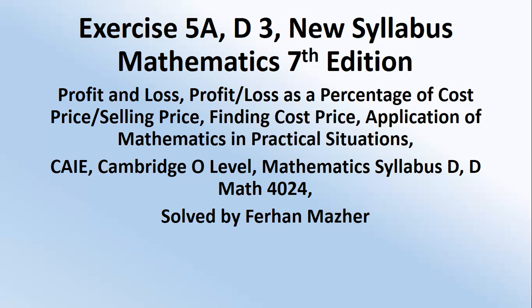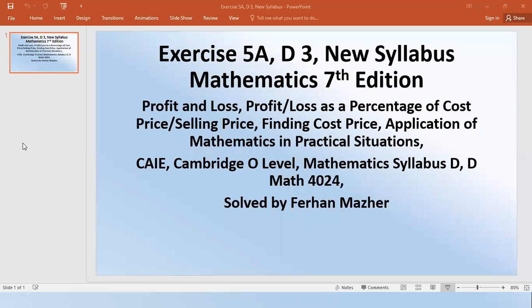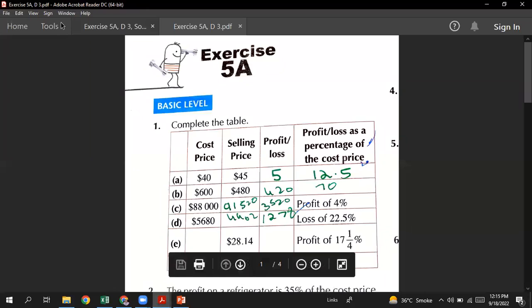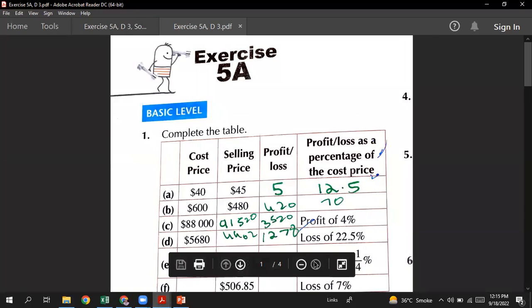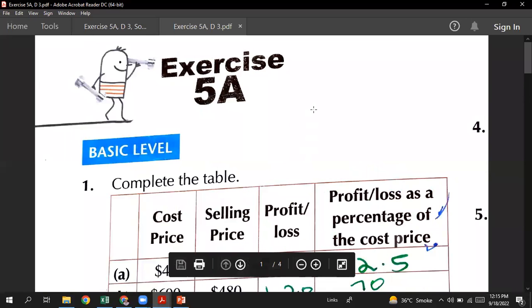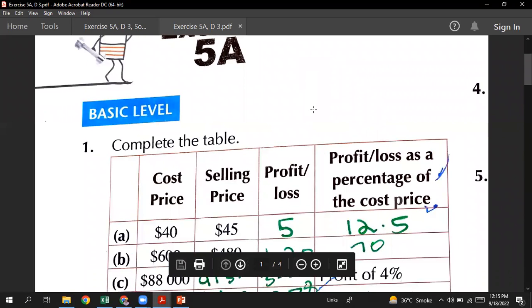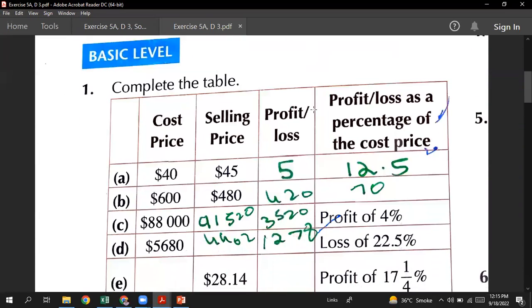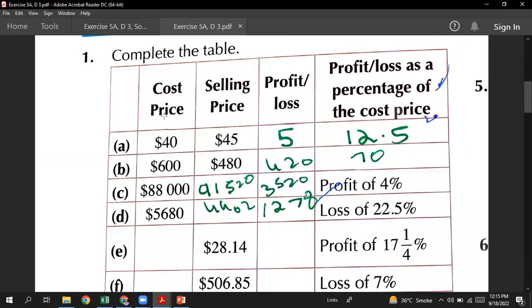So let's start this exercise and let's hope that we can complete this exercise. So, okay, the exercise is coming up on your screen. Just ignore what I have written in the boxes. The first question is exercise 5A from the book D3. Here the cost price is given, the selling price is given, the profit loss we have to find out, and the profit loss as a percentage of the cost price.